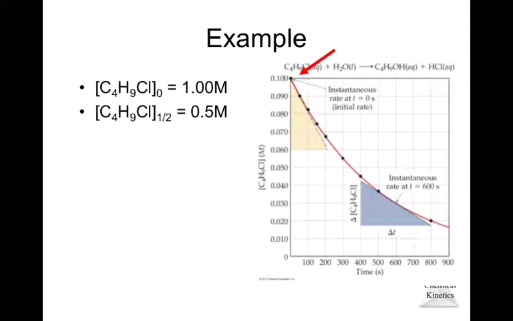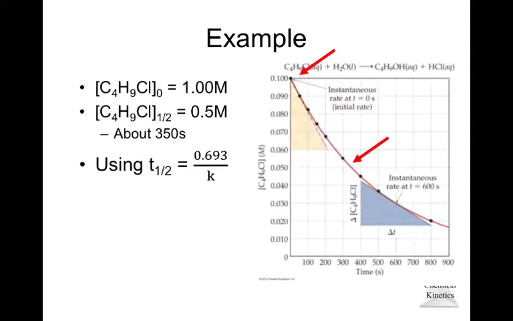And then we also have to get our half-life concentration, which would be 0.05 molar. At that point on the graph is about 350 seconds, which is the number we really care about. So using our equation, time at 1/2 is 0.693 over k. We now know our time at 1/2, about 350 seconds. We can solve for k, and so our k is 2 times 10 to the minus 3 per second.